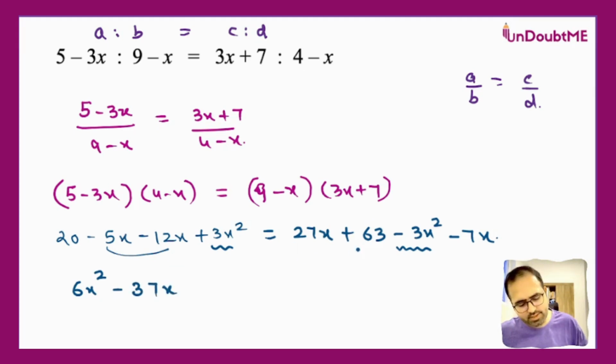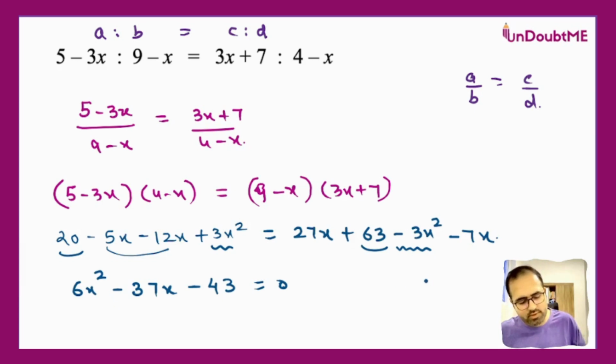And then at last, for the numbers, we have 20 and 63. If 63 comes to the left, then it will be 20 minus 63. That is minus 43 is equal to 0. Now from here we have to simplify further by solving this quadratic.